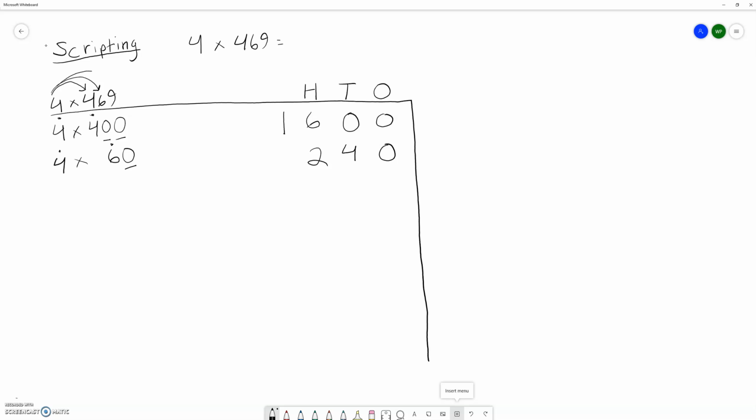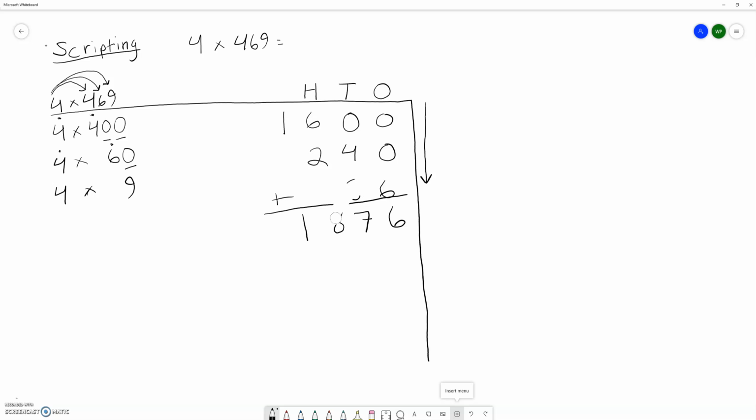Next step is that we bring our 4 over to the ones column and we do 4 groups of 9. And we know 4 groups of 9 is 36. And now we're going to add things up. And remember, we want to add downwards always. So zeros plus 6 equals 6. 0 plus 4 plus 3 is 7. 6 plus 2 equals 8. And then you bring down the 1 as well.